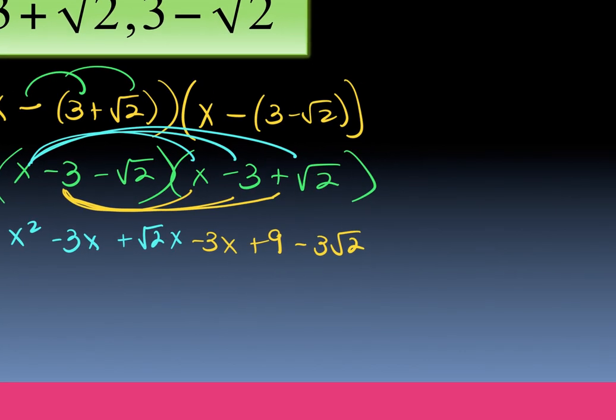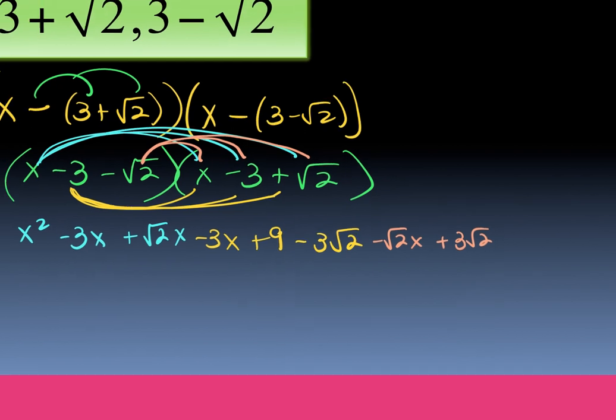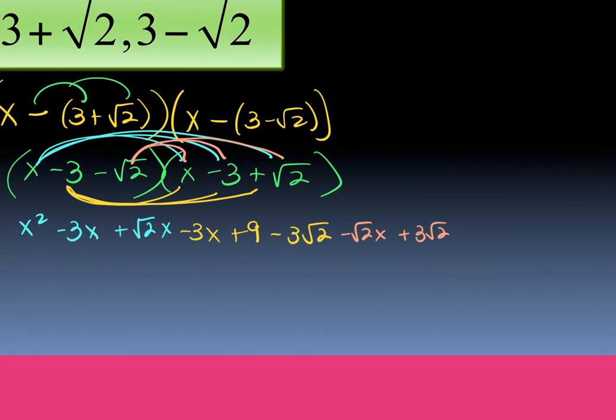And the last one is root 2. Negative root 2 times x, negative root 2x. Negative root 2 times negative 3, positive 3 root 2. Negative root 2 times positive root 2. What happens when you multiply a root by itself? It's just that, right? It's just 2. It would be root 4, which is just 2. So it would be minus 2.